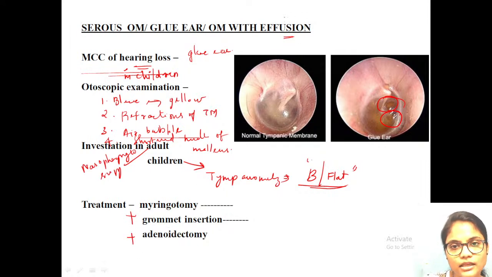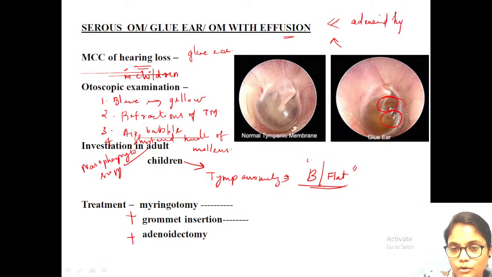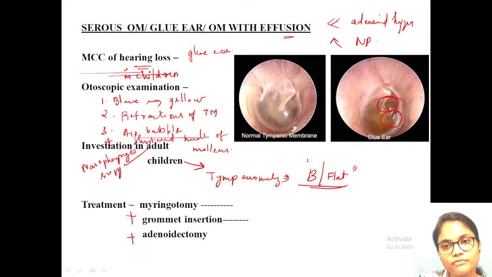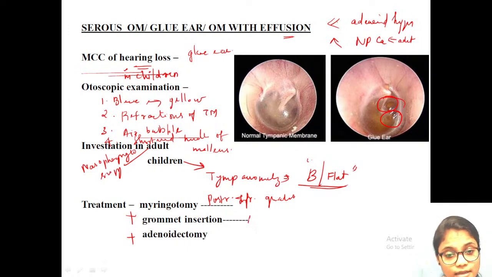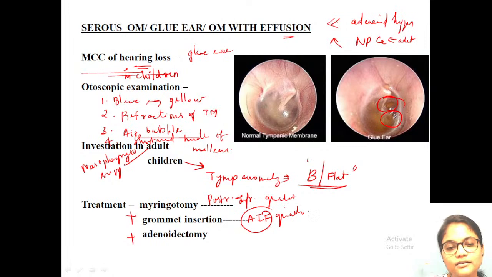As you know, the cause in serous otitis media or glue ear, either there will be a possibility of adenoid hypertrophy, or there would be a possibility of nasopharyngeal carcinoma, that in case of adults. Right. Myringotomy will be done, where? It is done in the posterior inferior quadrant. And the grommet insertion is done in the opposite, the anterior inferior quadrant. Very important question. And the reason we insert the grommet there is that it acts as a ventilation tube.